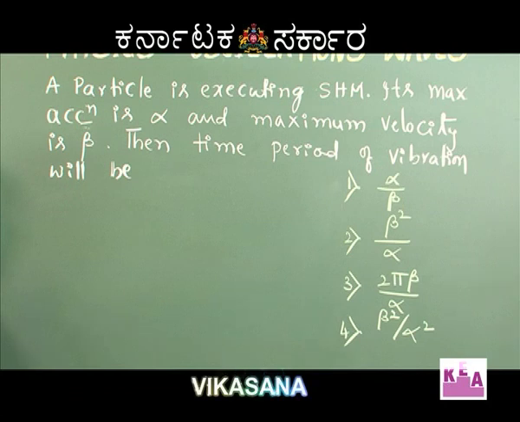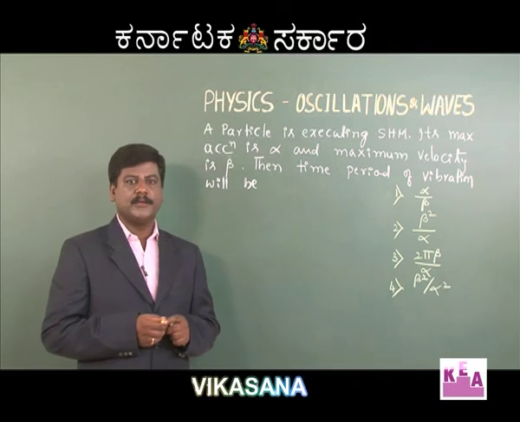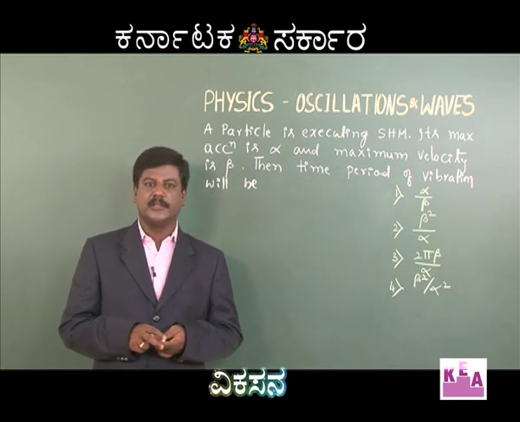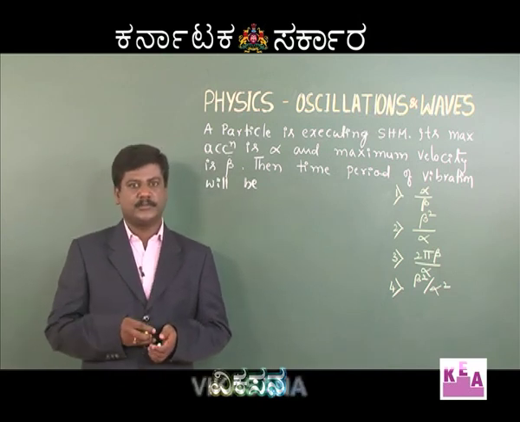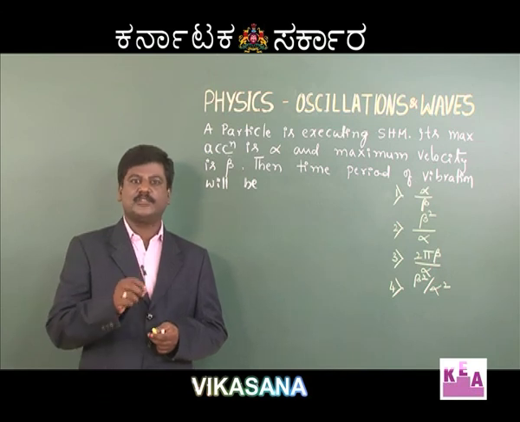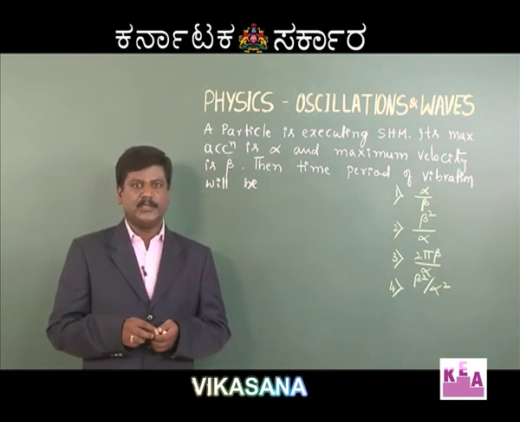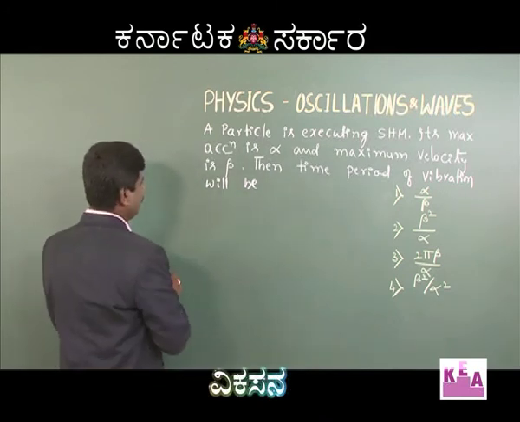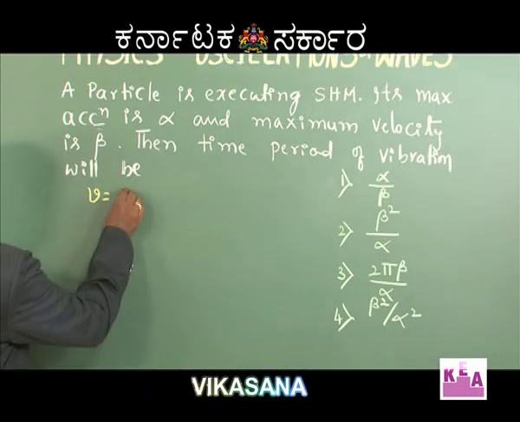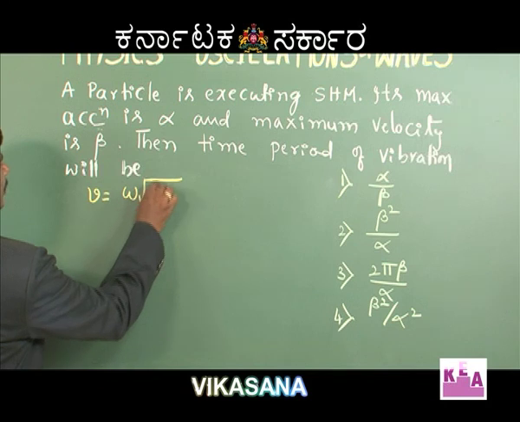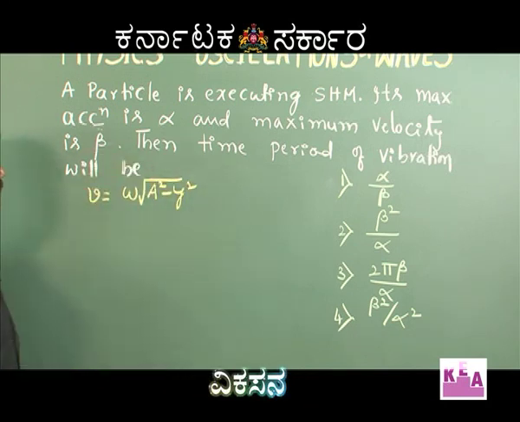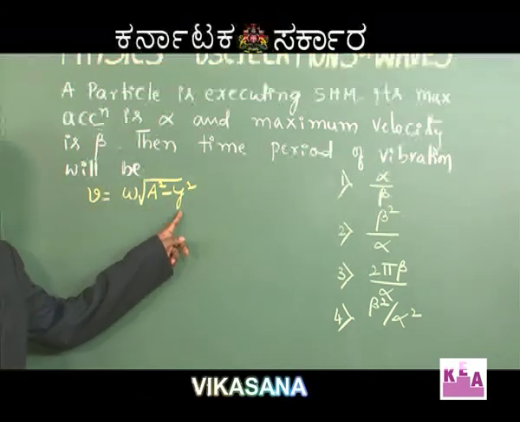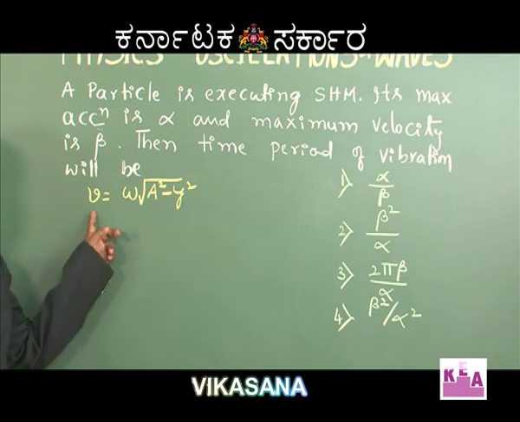To solve this problem you should note some important words. Number 1, velocity of SHM and acceleration of SHM. Dear students, any particle executing SHM possesses a velocity. The velocity of the particle is not constant, so it is a periodic function. The expression for velocity is given by v is equal to omega into root of a square minus y square. Here omega is angular frequency, a is called amplitude, y is called displacement. As the displacement changes, velocity also changes.